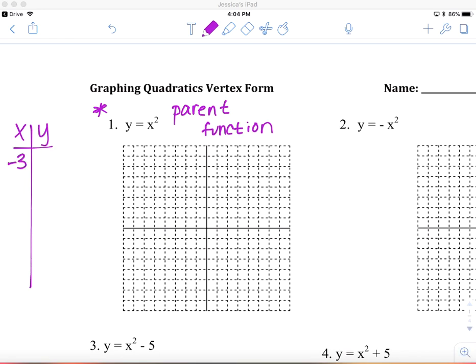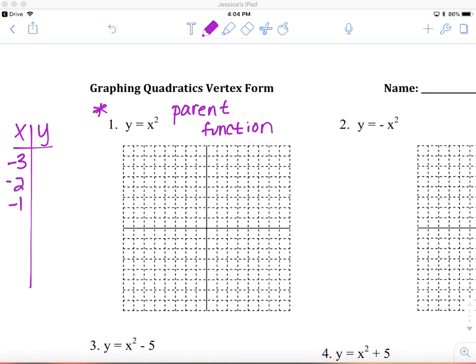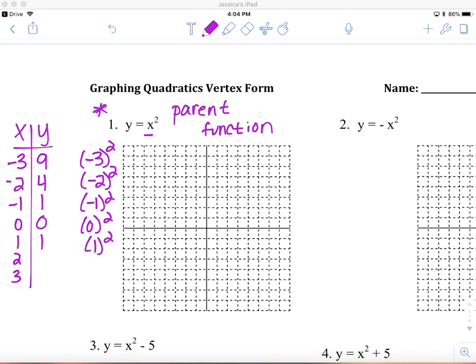And for our tables today, we're going to go from -3 to +3. So I'm going to plug these in for x and see what y's I get. If I have -3 squared, that's going to give me +9. -2 squared is going to give me +4. -1 squared gives me +1. 0 squared gives me 0. 1 squared gives me 1. 2 squared gives me 4. And 3 squared gives me 9.